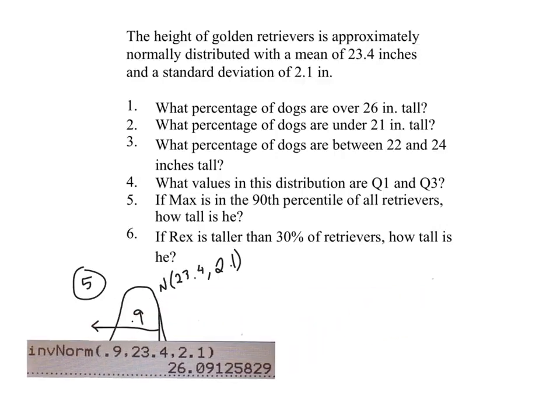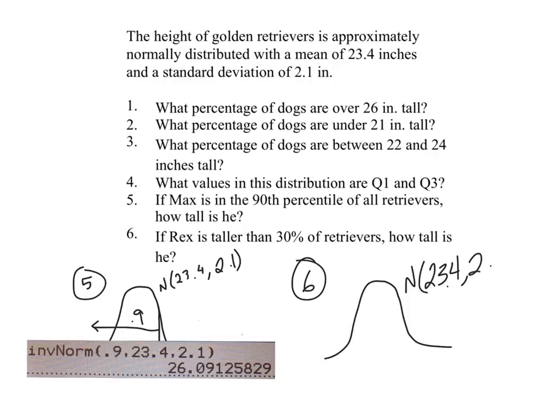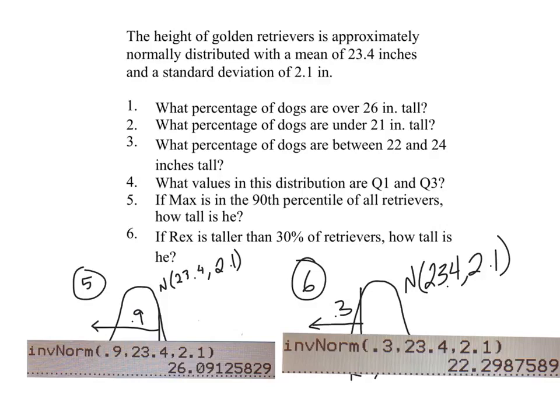Last, if Rex is taller than 30% of retrievers, normal, 23.4, 2.1, and 30% are below him. Of course, he's below average. Here's the work for Rex on the calculator. 30% below, mean, standard deviation. So Rex is 22.30 inches.